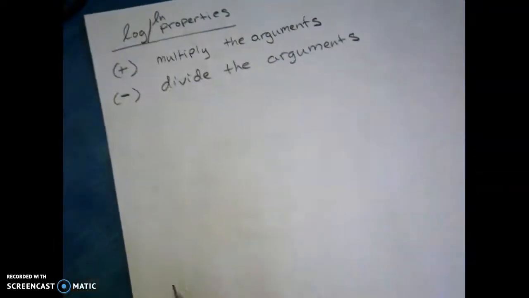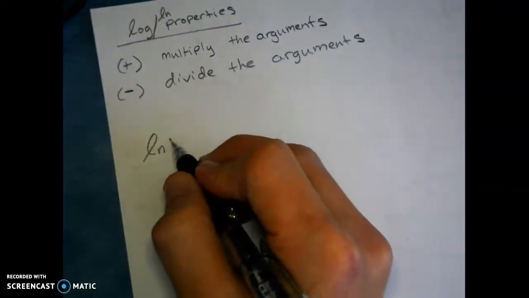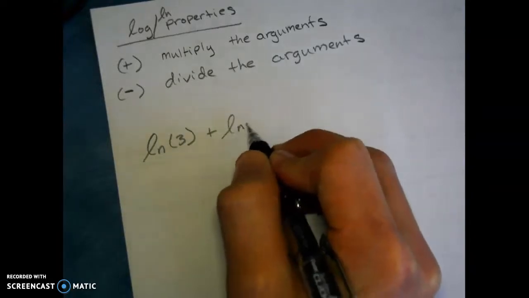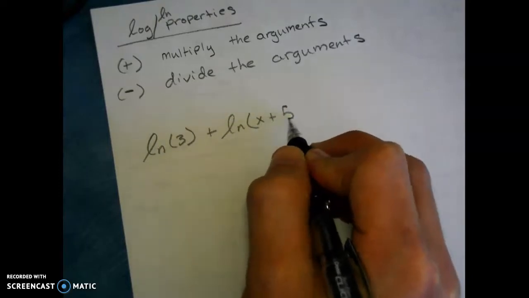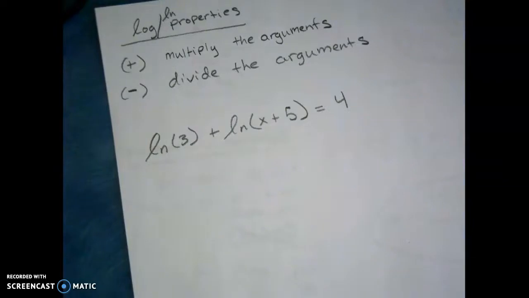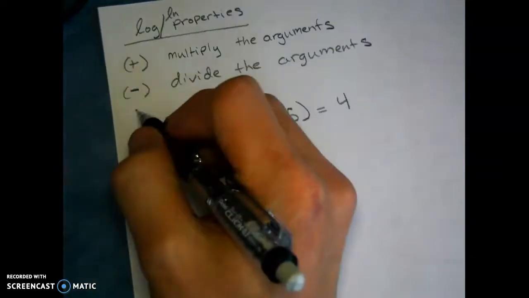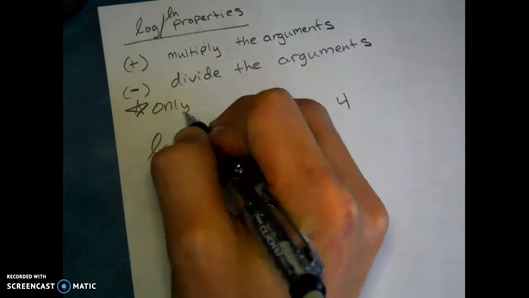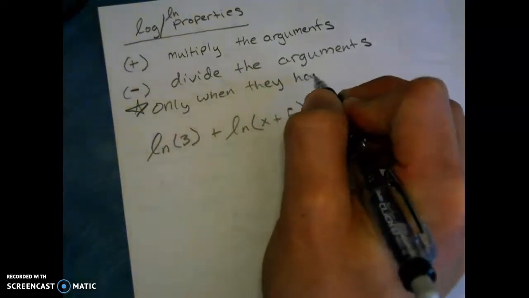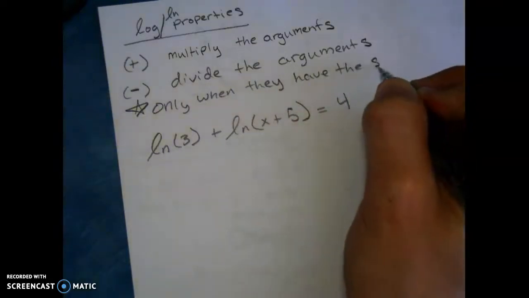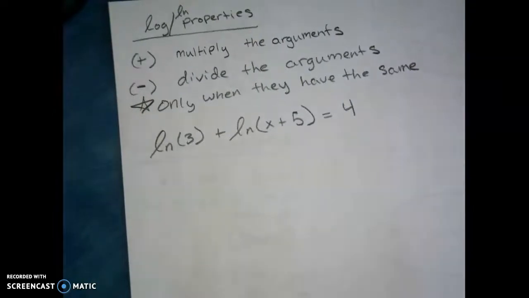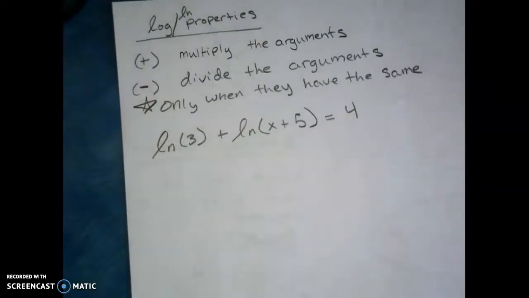Okay, so let's look at an example. So here we have natural log of 3 plus the natural log of x plus 5 is equal to 4. Okay, so when they have the same base, only when they have the same base, okay, so when they have the same base and they're adding and subtracting, we can combine them.